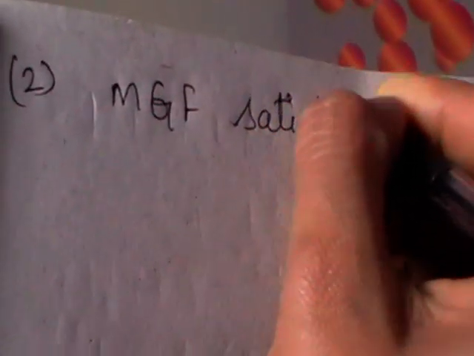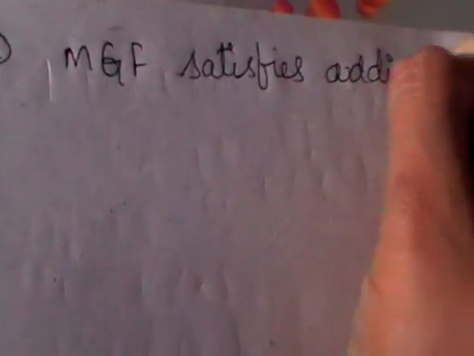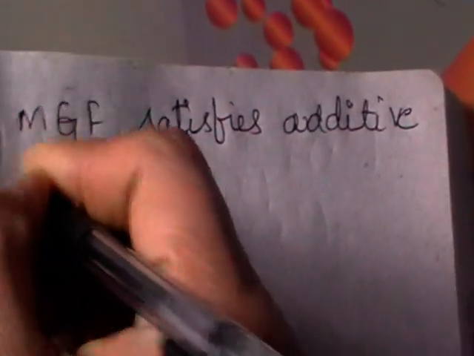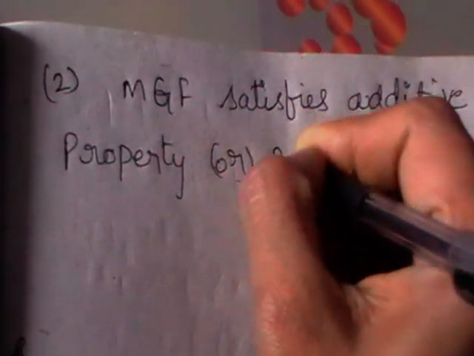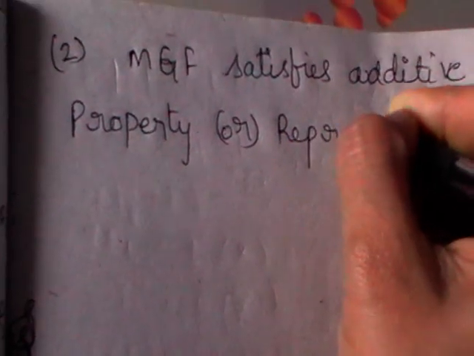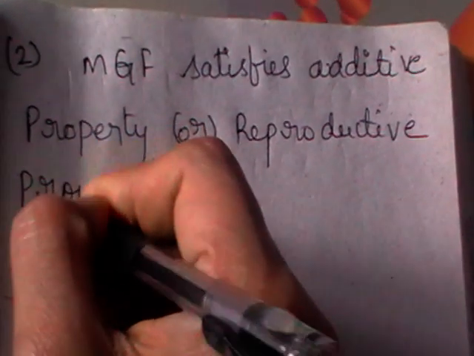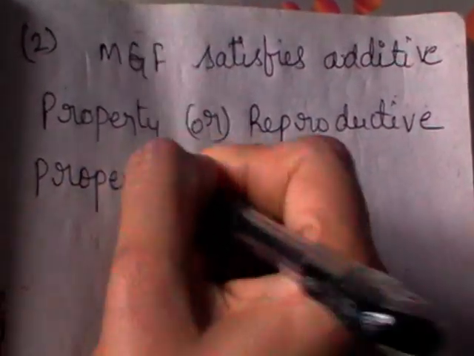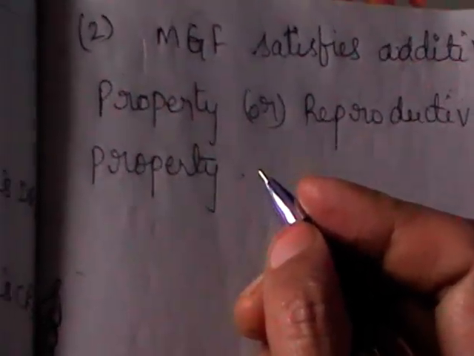The second property is that the MGF satisfies the additive property or the reproductive property. It satisfies either the reproductive or the additive property. Let us see what the additive property is.